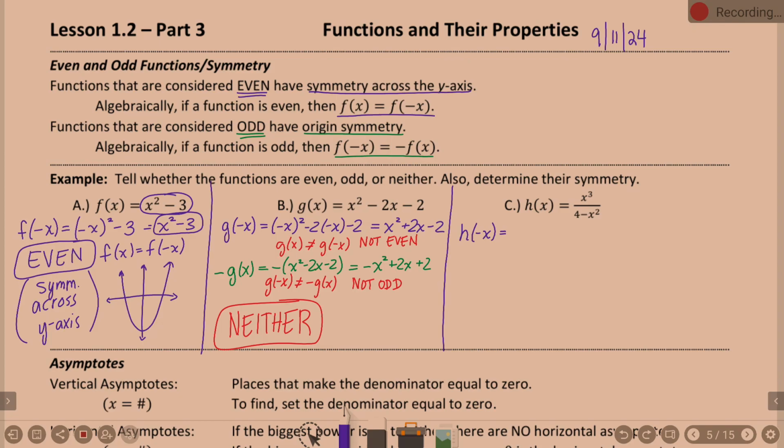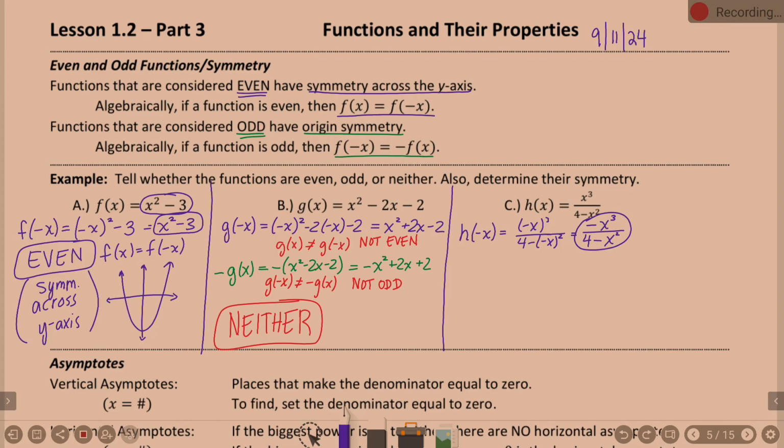So h of negative x. This is going to be negative x raised to the third over 4 minus negative x to the second. What is negative x raised to the third? Negative x to the third over 4 minus, what is negative x to the second? X to the second. So realize that's 4 minus x squared, right? Because you square that negative, it becomes positive, so that minus is still there. Not equal. So right here, negative x cubed over 4 minus x squared.